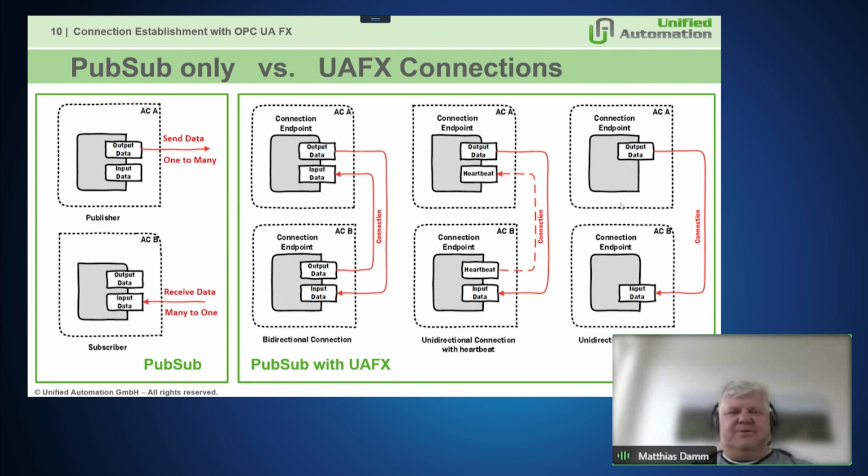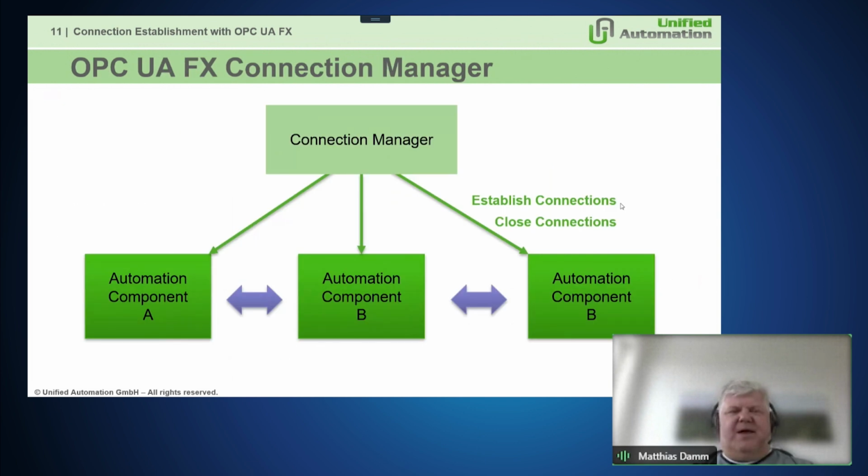So now what happens with these connections? Who creates them? And that's the last term you learn here: the OPC UA FX connection manager. The connection manager is responsible for establishing these cyclic communication relations between the different automation components and their functional entities. And this is done with OPC UA methods. There is an establish connections and close connections method, and the methods are used to establish these communication relations.